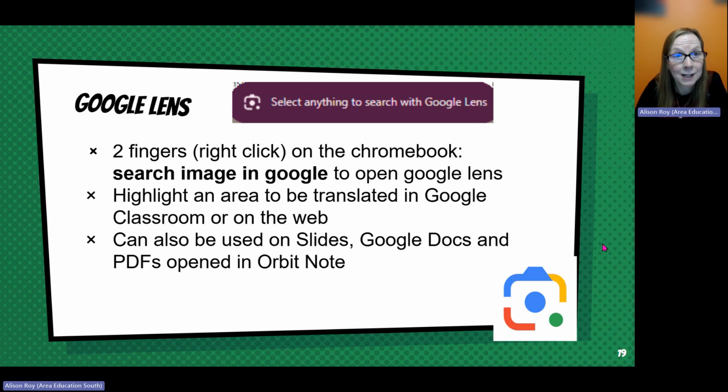So next we're going to look at Google Lens, which is a great tool that the students can use on their Chromebooks. This allows translation, a bit like a snipping tool, where you can highlight an area and it will translate just the part you've highlighted in a separate box on the right-hand side. Unlike the extension, which can only be used on Classroom and a web page, Google Lens can be used in Slides, Google Docs, PDFs, across the board on any of the applications you're going to be using. So I'll just come out of the presentation to, let's see.